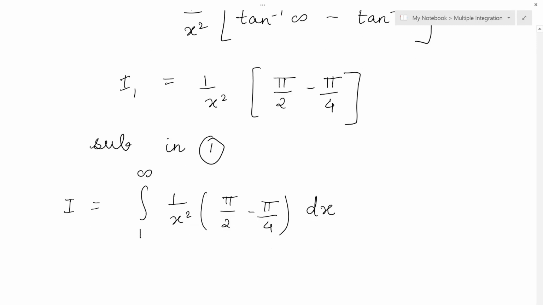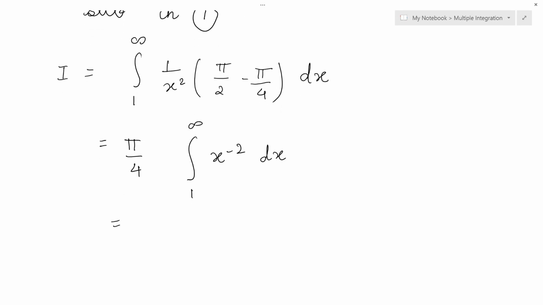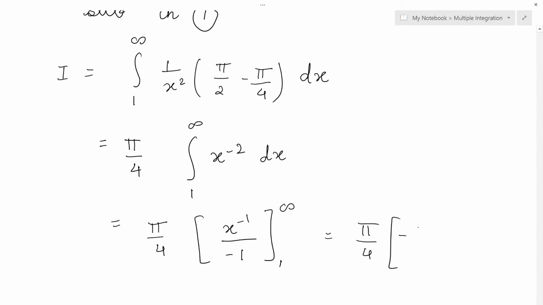Okay, now solving this is too simple, it's too easy, right? So this is pi by 4, which you can take outside the integration. 1 to infinity can be written as x raised to minus 2 dx, and then for integration, you use the formula for x raised to n. X raised to n integrates to x raised to n plus 1 upon n plus 1, and the limits are 1 to infinity. So pi by 4 into that will be minus 1 by x, 1 to infinity.